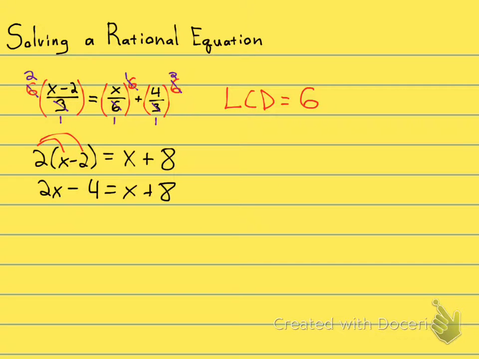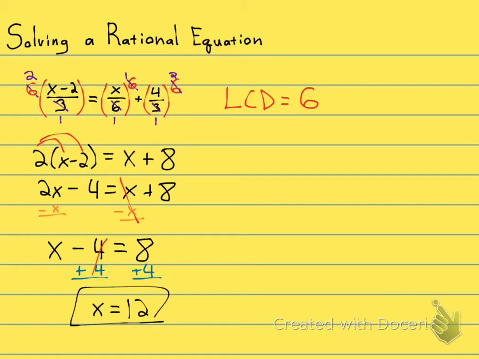Next step, combine like terms. I don't have any like terms here. I don't have any like terms here. Next step is get all of my variables to the same side. So I'm going to subtract 1x on this side and subtract 1x on this side. I will have x minus 4 equals 8. And one more step. Add 4 to both sides. x equals 12.